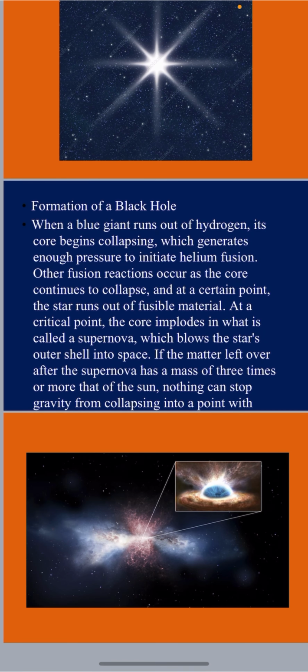Formation of a black hole. When a blue giant runs out of hydrogen, its core begins to collapse, which generates enough pressure to initiate helium fusion. Other fusion reactions occur as the core continues to collapse, and at a certain point, the star runs out of material. At a critical point, the core implodes in what is called a supernova, which blows the star's outer shell into space.